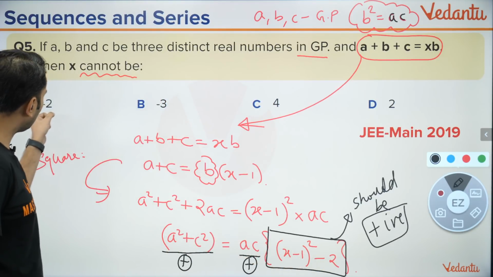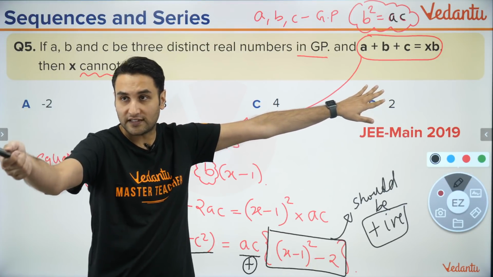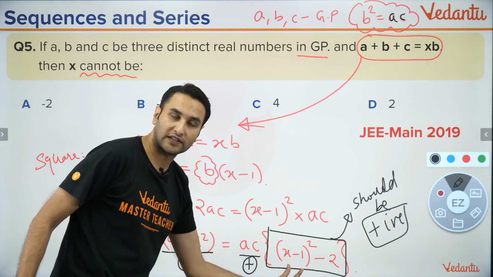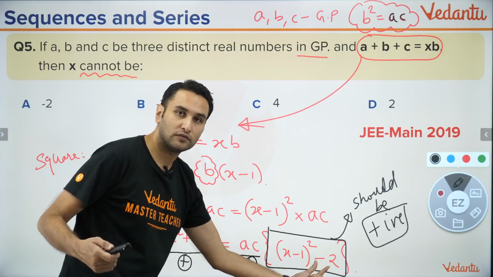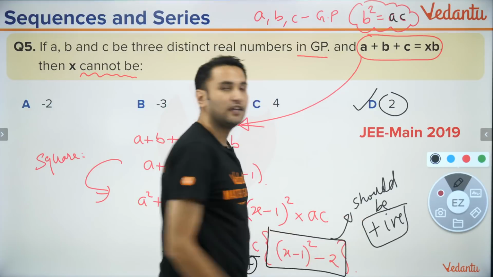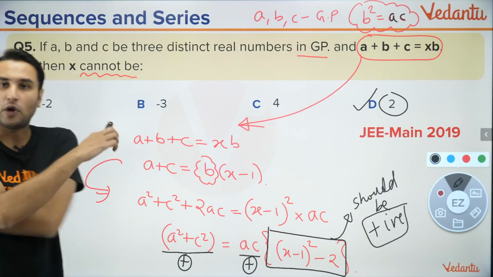So if you put all the values, okay? If you put 2, because you are putting the answer as D, right? If you put 2 minus 1 square, 1 minus 2, negative. Brother, this is the answer. It means X cannot be 2. That's the answer. Simple. Any problem, children?